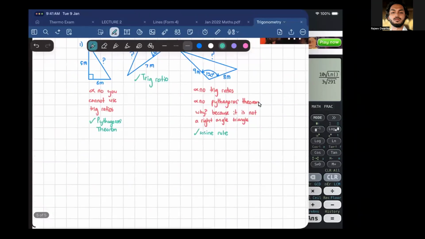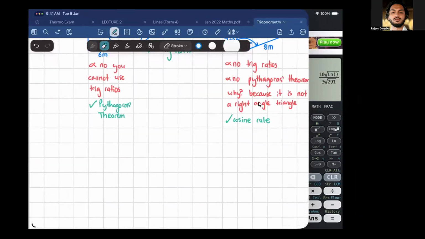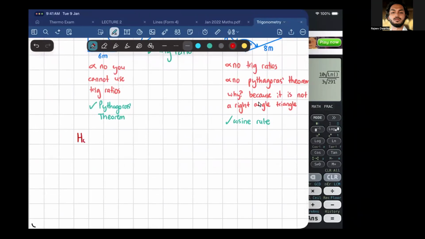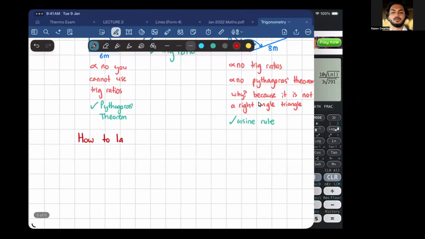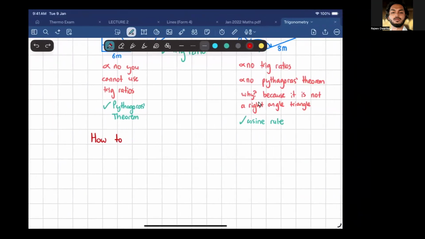So let's move on, right? The other thing you'll need to know is how to label the sides when dealing with trig ratios. How to label the sides.